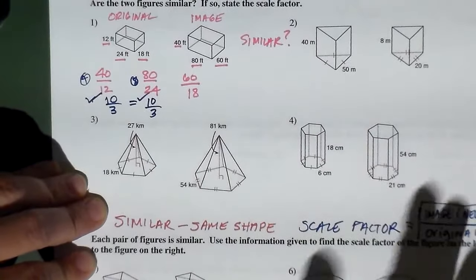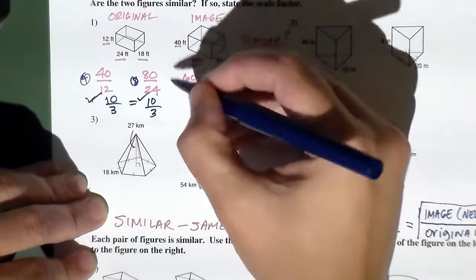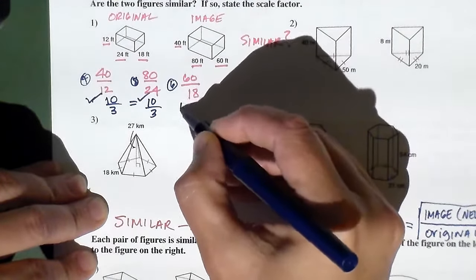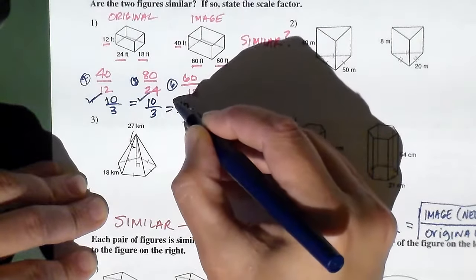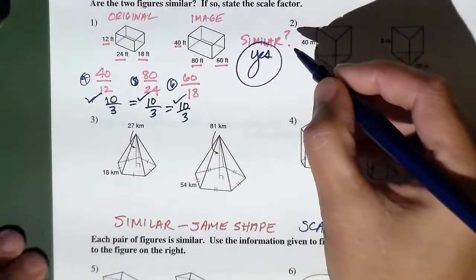So the thing we got to do is run the last test. 60 over 18. And the common factor with these guys is 6. And that reduces to 10 over 3. So the answer is yes. They are similar. They're the same shape.